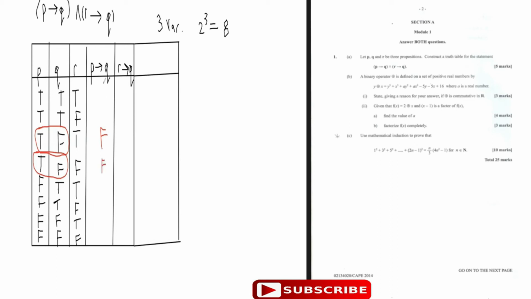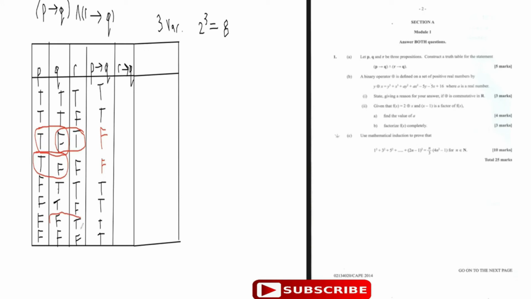So you can just put true, true, true, true, true, and true. Nice. Then for R implies Q, the only time it's going to be false is when R is true and Q is false. So right here, R is true and Q is false. And here again, R is true and Q is false.